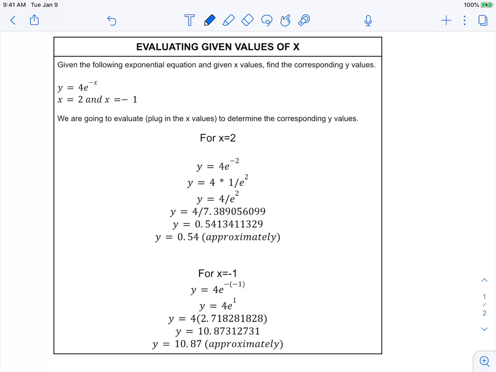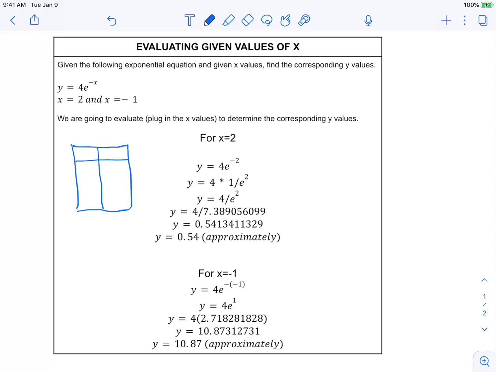Okay, we're going to evaluate for given values of x in exponential equations. We'll be given an exponential equation and a couple of values that we need to evaluate with. I'm going to look at this as if it were a t-table. So let's suppose that I had some sort of a t-table.